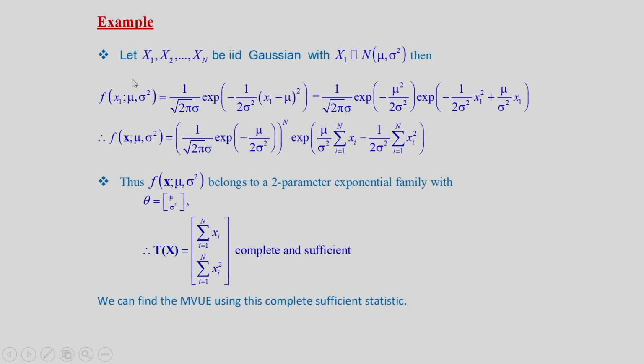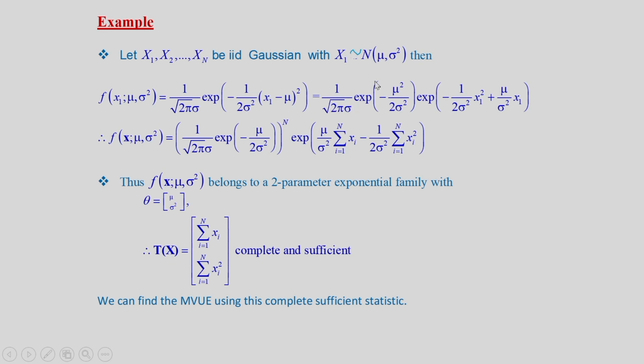So, we will go back to the example again. Let x1, x2 up to xn be IID with all xi's distributed as normal distribution with mean mu and variance sigma square. Therefore, if I consider only one element, that is x1 only, then its PDF is given by 1 by root over 2 pi sigma into exponential of minus half of 2 sigma square into (x1 minus mu) whole square.